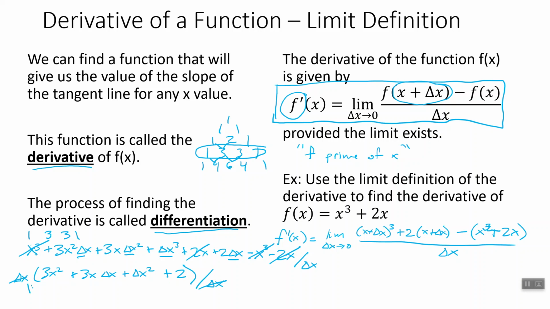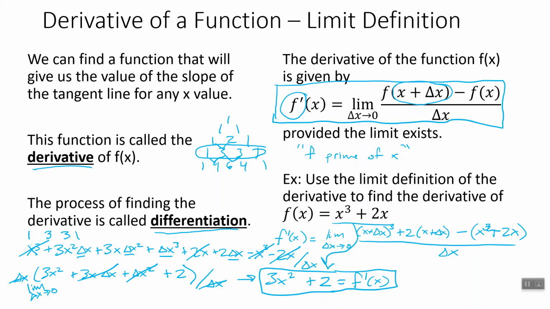And then we take the limit as delta x goes to 0. So this term goes away. This term goes away. We're left with 3x squared plus 2. And that is our derivative. That is f prime of x. All right, so the derivative of this guy is just that. Don't worry, there's going to be a shortcut.